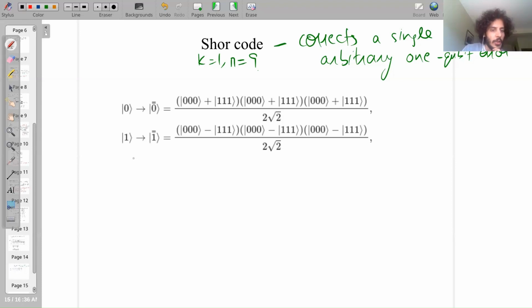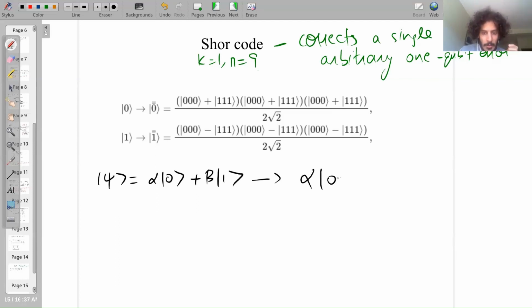And obviously your arbitrary state, we can state just for clarity that this is what Alice wants to send, right? It gets transformed into alpha 0 double bar plus beta 1 double bar. The reason I'm using double bars is also explained in the notebooks. But again, it just means the encoded state, right? So this is my psi double bar. This is the code word that Alice sends to the channel.